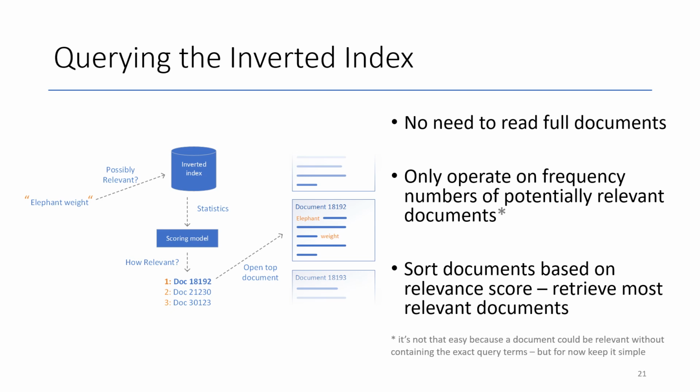Of course, this is a simplified view because a document could be relevant without actually containing the exact query term. And we will spend a lot of time in the neural IR lectures concerned with that problem. But now let's keep it simple and say a document is only relevant if it contains at least one occurrence of an exact term.